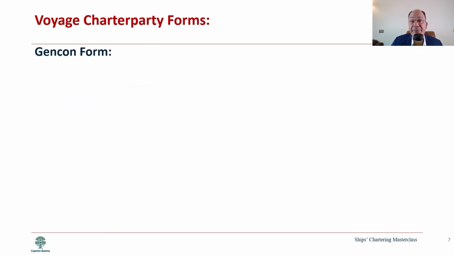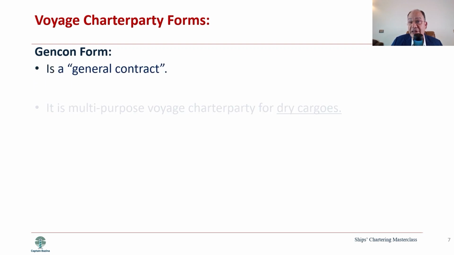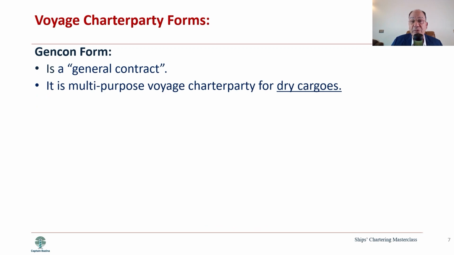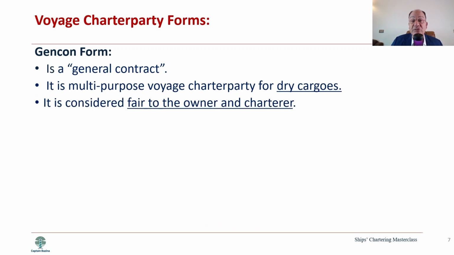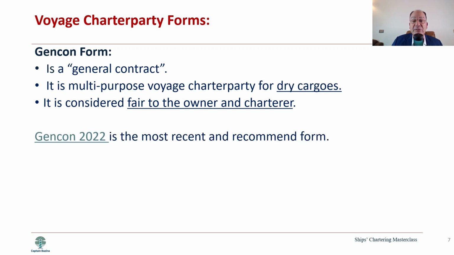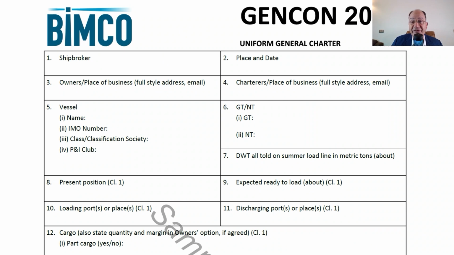For voyage charter party forms, the most common form is the Gencon form, which is a general contract for dry cargo. Usually it is well known. Also, it is considered fair for the owner and the charterer as well. And the most recent and recommended form is Gencon 2022. This is how it looks from the first page.